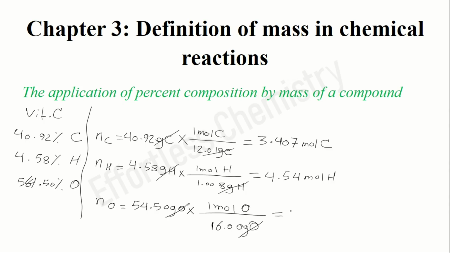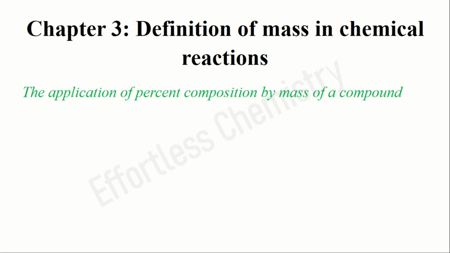And for oxygen we have 3.406 mole oxygen. Consider that in this section I will solve some problems that are a bit long, so let's be patient, which I'm sure all of you are, and then we can solve it step by step. Now we converted all grams to moles, and then we arrive at the formula.